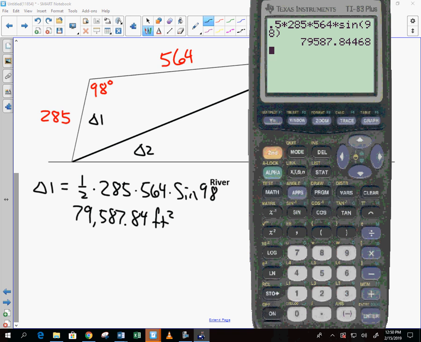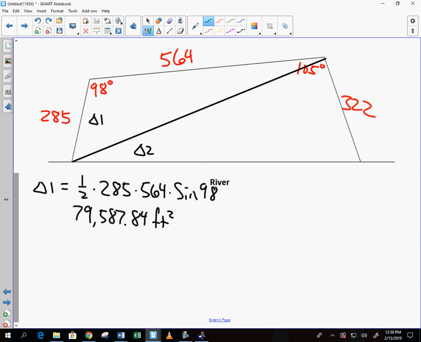More than an acre, less than an acre. Anybody know? More. An acre is around 46,000. Okay. Triangle 2.